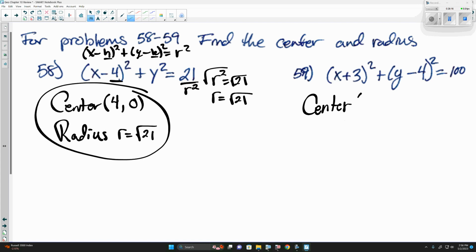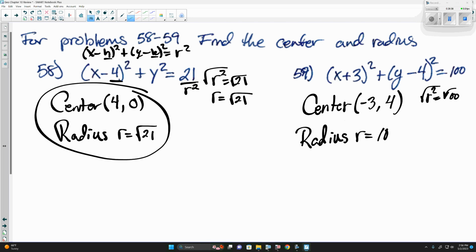So the center, yes, and the y value would be 4. So the center is negative 3, 4. So positive inside the parentheses, it's going to come out as negative. Now the radius, r is going to be 10. r squared is 100. r is the square root of 100, so the radius is 10.